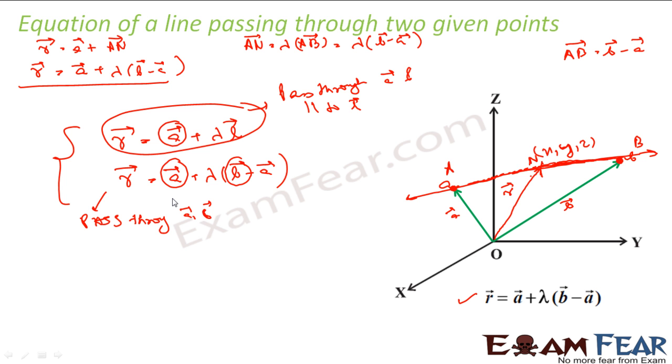r = a vector + λ(b vector − a vector) passes through vectors a and b. So now let me derive the same thing for the equation of a line that passes through two points in Cartesian form. I'll use the same equation here: r = a vector + λ(b vector − a vector).